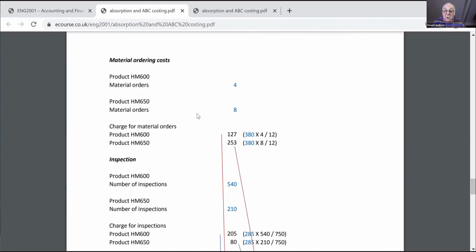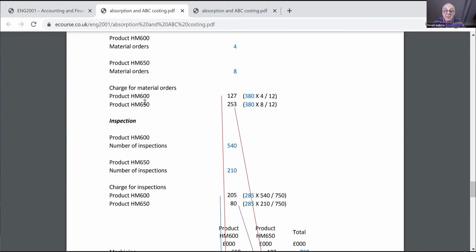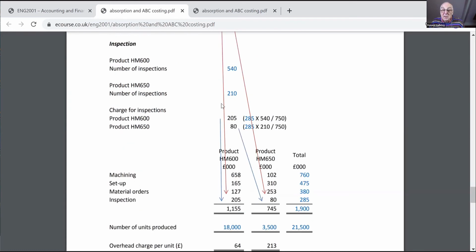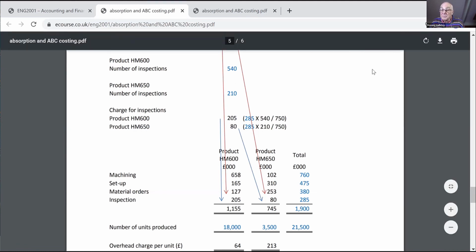And then we have the materials order costs, pretty much the same. 4 is the weighting for material ordering costs for HM 600 and 8 for HM 650. That's a total of 12. So 4/12 of the 380, it's the figure up at the top, will be charged to HM 600, and 380 by 8/12, 253 to the nearest whole unit, to HM 650. And inspection is pretty much the same as previously, 540. So there we have it.